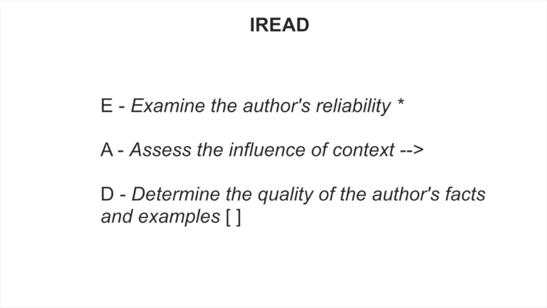These questions will help students make some judgments about the author's reliability. The A asks students to assess the influence of context. Students do this by drawing an arrow by the date and any references in the text to past events. Students are to see this information as a set of clues that can help them better understand the claims being made. Finally, D asks students to determine the quality of the author's facts and examples. Students will do this by drawing boxes around the facts and examples used by the author throughout the text.